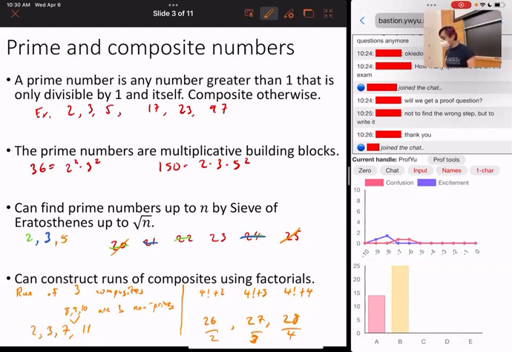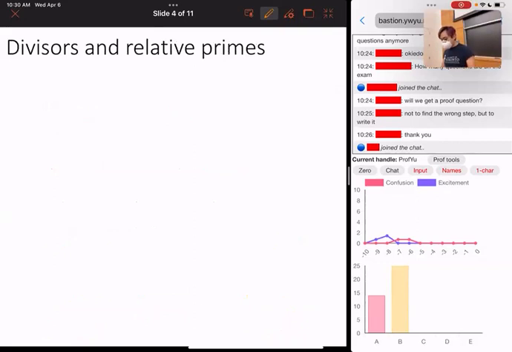Okay, any questions about primes and composites? Okay, what else did we do?